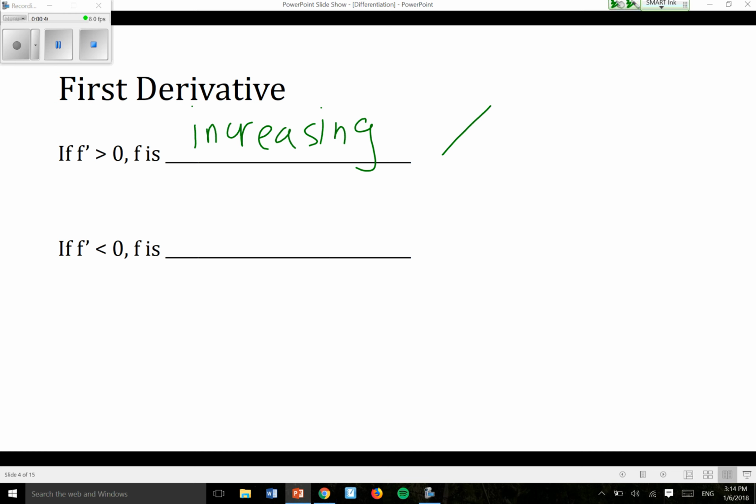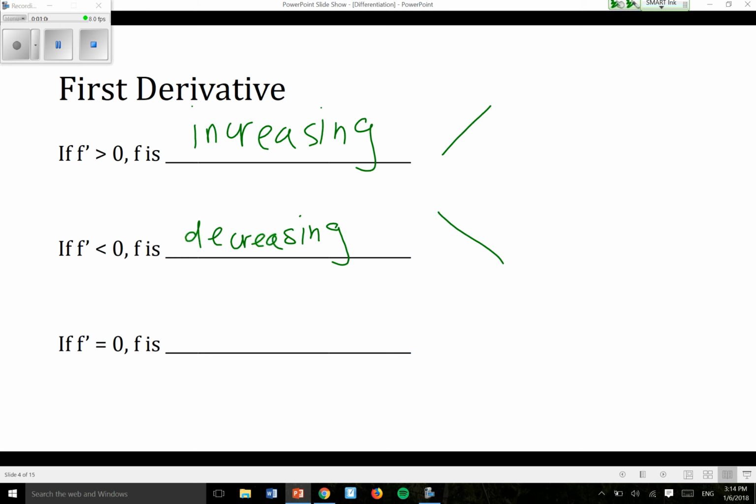If f prime is less than 0, meaning if my slopes are negative, if my slopes look like this, then I know my function itself is decreasing. And finally, if f prime equals 0, if at some instant I have a horizontal slope, then f is, I haven't really used this word before, but let's just call it stationary. It's neither increasing nor decreasing at that point.